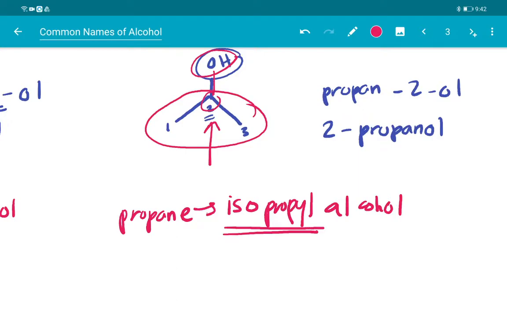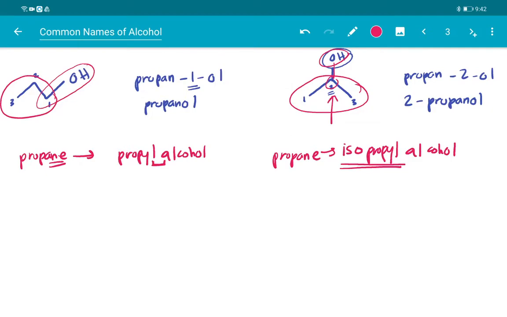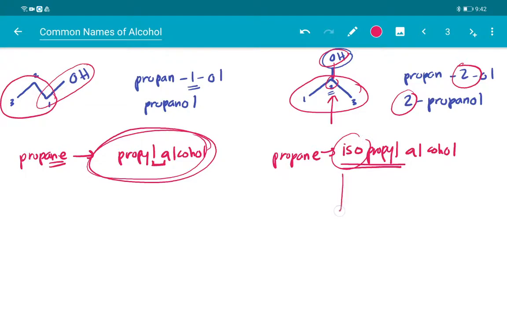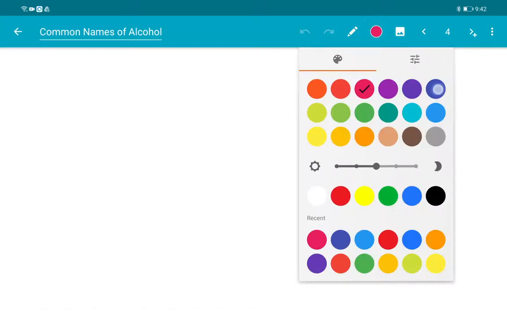We cannot simply use propyl alcohol because this will be referring to the linear chain alcohol. So as you can see here, for the IUPAC name and the common name, for the IUPAC name we have numbers, while for the alcohol we just put the iso to indicate that this is the isomer of the propyl alcohol. Other structure that you need to know is like this one.